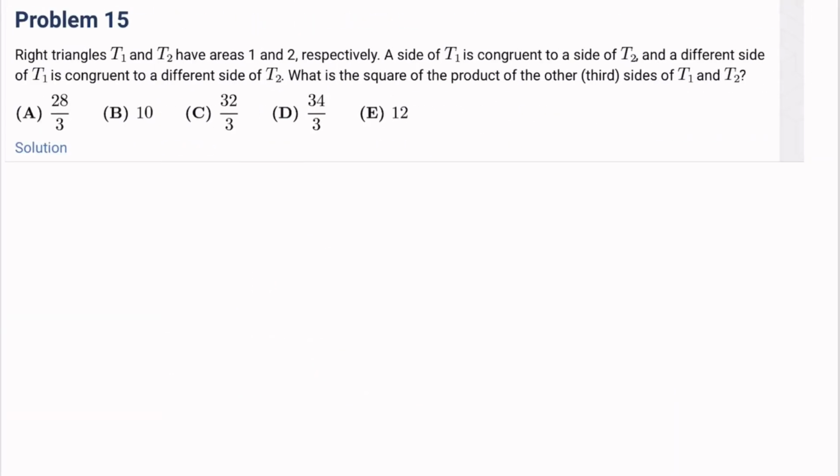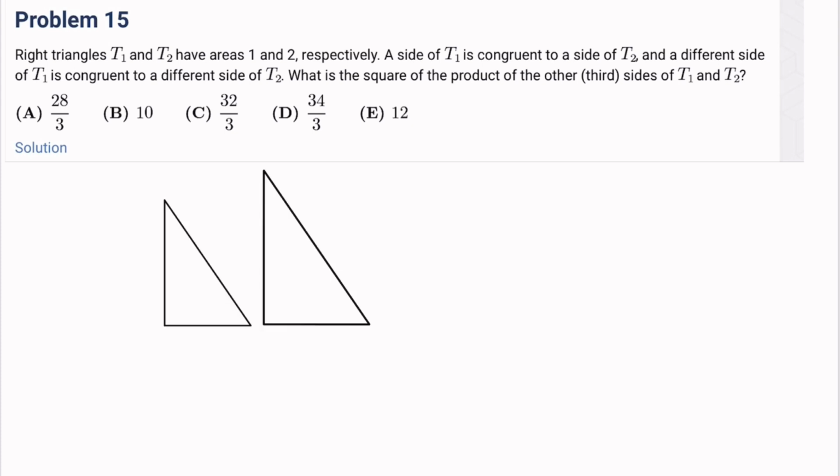Number 15. Right triangles T1 and T2 have areas 1 and 2 respectively. A side of T1 is congruent to a side of T2, and a different side of T1 is congruent to a different side of T2. What is the square of the product of the other third sides of T1 and T2? So let's first draw a quick diagram here. That would be the diagram for T1 and T2, and this would be T1 and this would be T2, right?